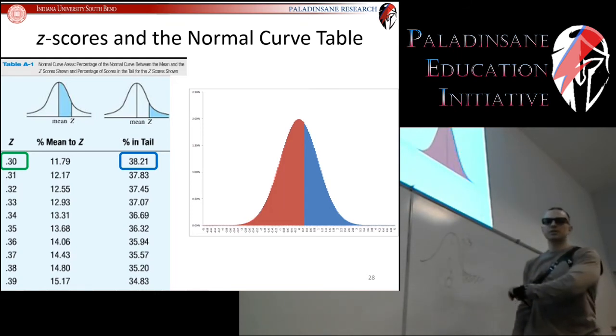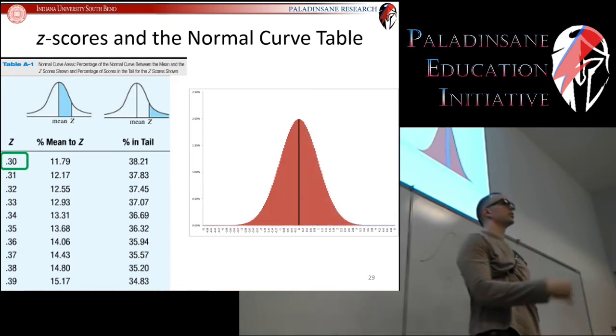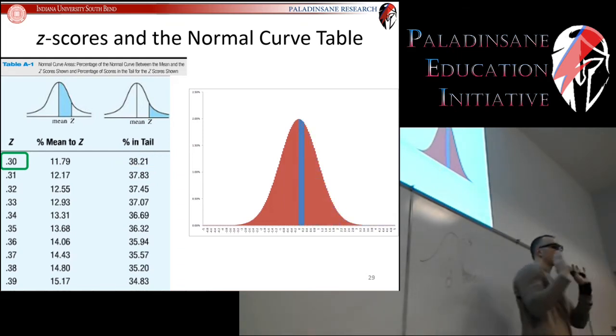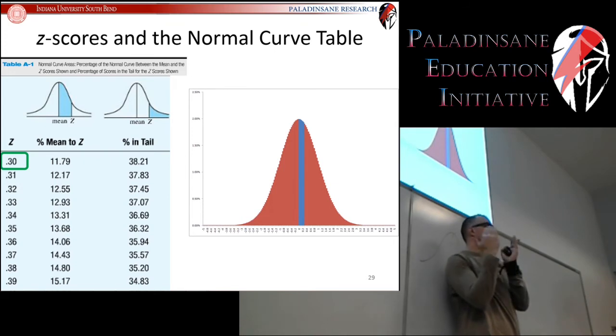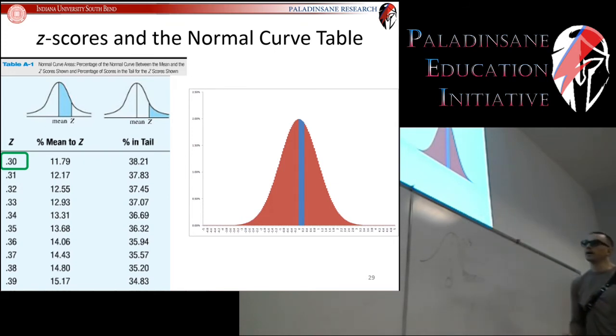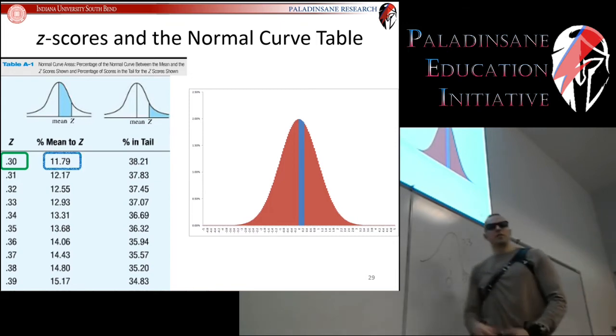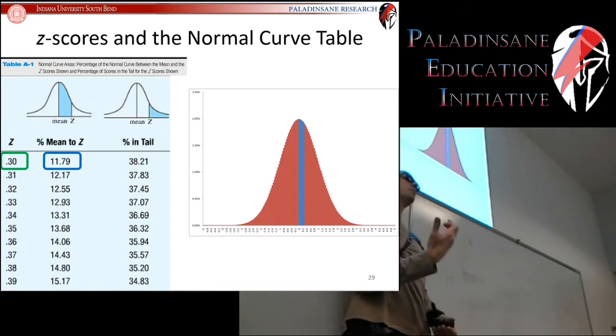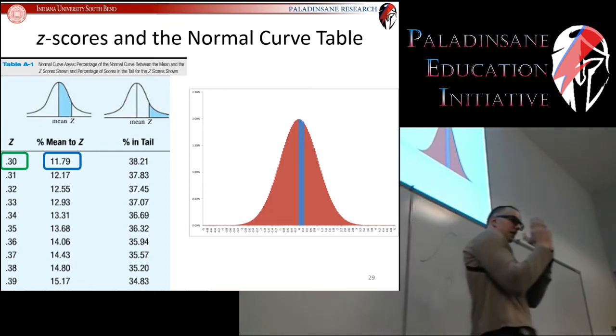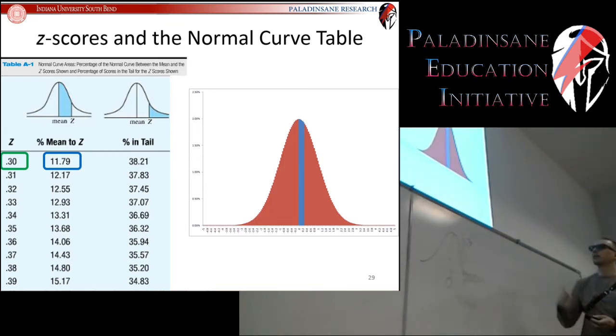38.21% of the distribution is above a z-score of 0.3. All right, let's say that we're interested in the other portion. Let's say that we're interested in the part of the curve that goes from the mean to a score of 0.3. In that case, once again, take a look at your picture, match it up to the column that you want. In this case, it matches this column. Find the percentage that is associated with that z-score, and we see that 11.79% of the distribution is in that little blue sliver that we have in our illustration.